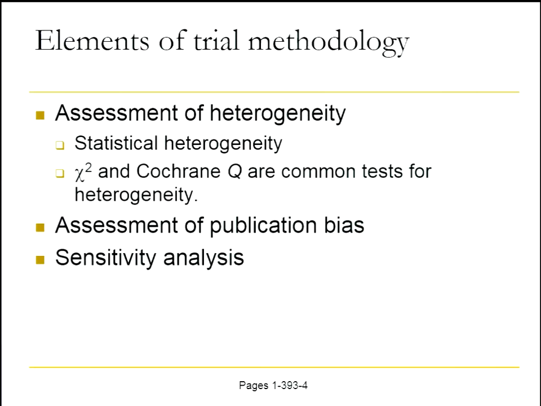Important pieces of meta-analyses that we should also focus on is the assessment of the heterogeneity of the studies that are combined, and we can do that statistically using chi-square or a Cochrane Q, two common tests for assessing heterogeneity. We talked a little bit about publication bias, and then something else relative to meta-analyses is the assessment of some type of sensitivity analysis that should be performed in these types of studies.